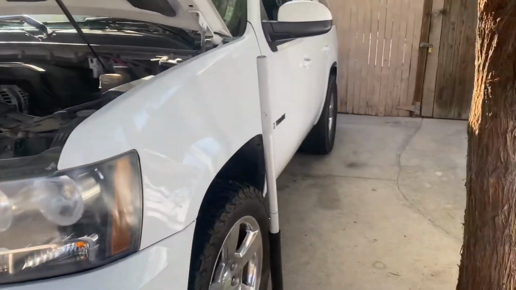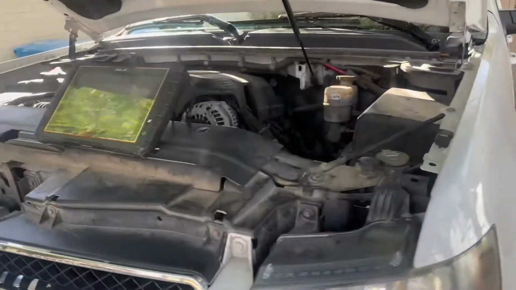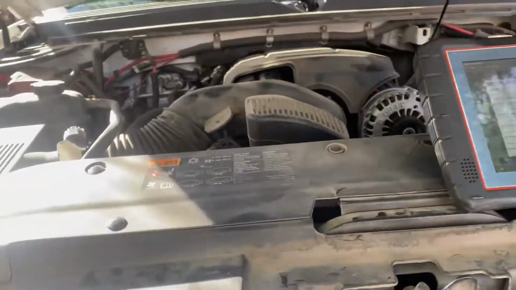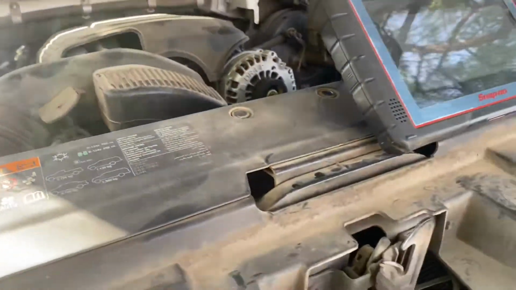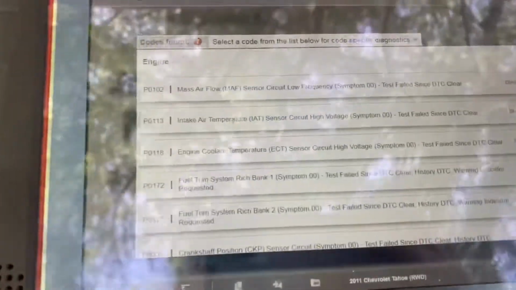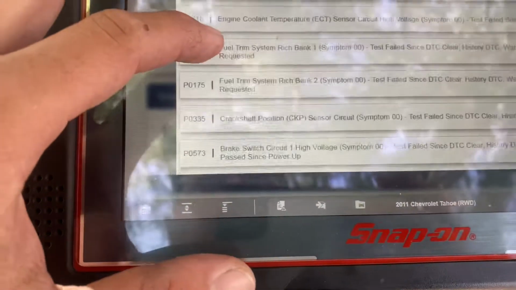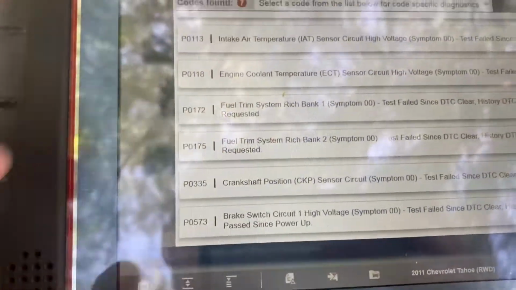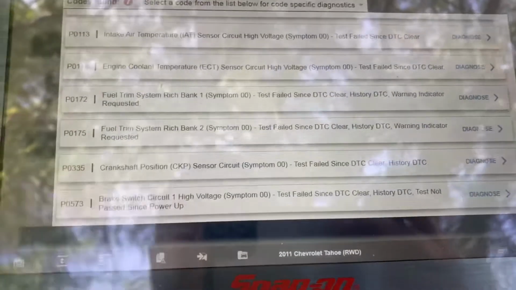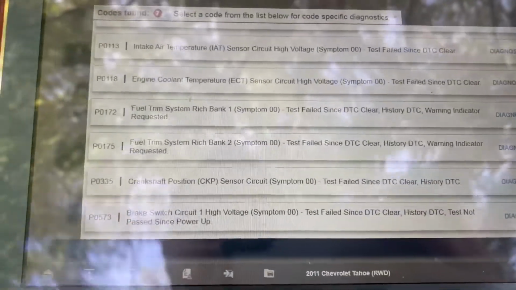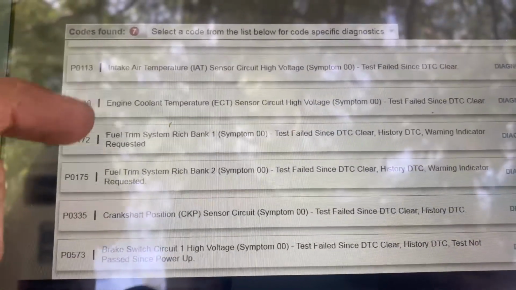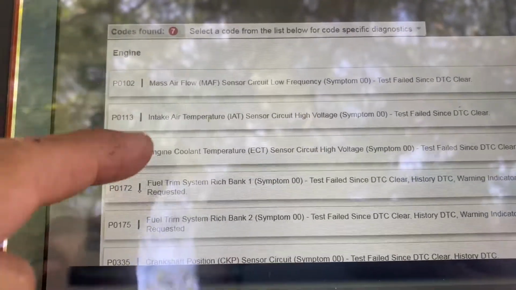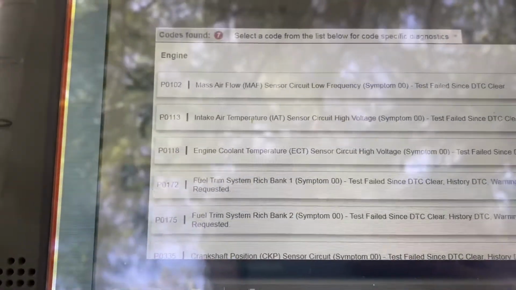Working on a 2011 Chevy Tahoe. Customer brought this truck due to fuel system rich bank 1 and bank 2, crank position sensor circuit 2 as well, and brake switch voltage high. Mass airflow sensor, that was me, and intake air temperature sensor, that was me.